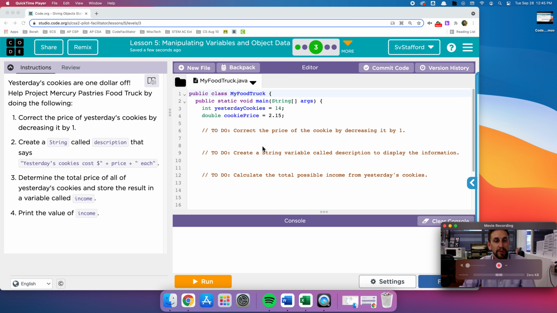Hi computer scientists, Mr. Stafford here, and today I'm going to be showing you Unit 2, Lesson 5, Manipulating Variables and Object Data. This is the third level.